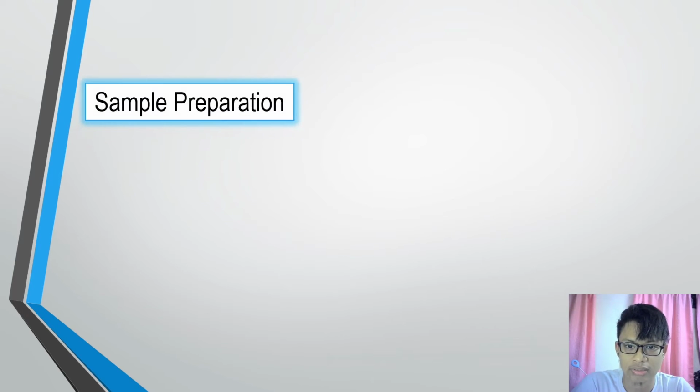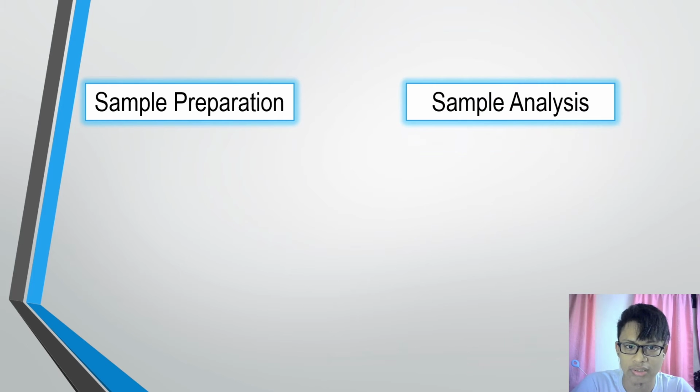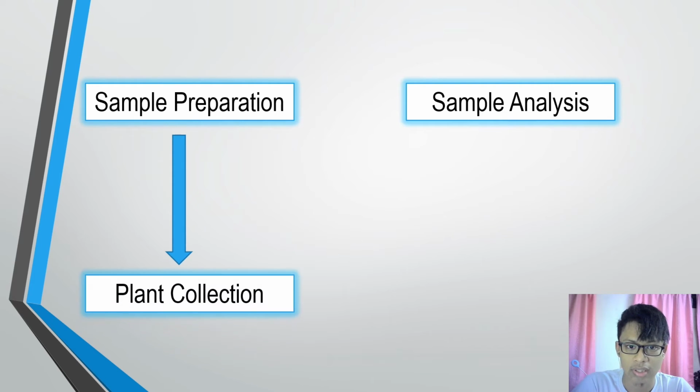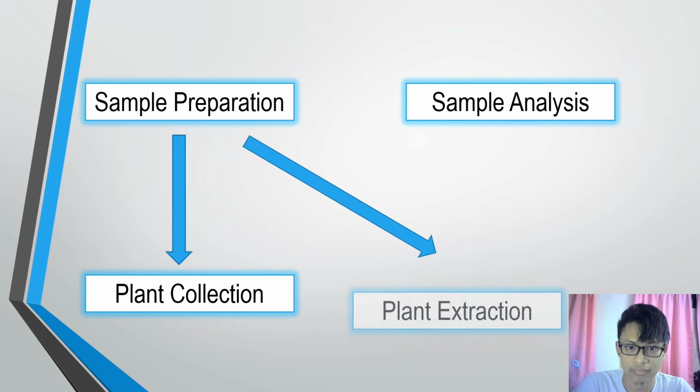Now, I will explain the methodology of this experiment. For methodology, we have two parts. First is the sample preparation, and second is the sample analysis. Sample preparation also has two parts. First is plant collection and then plant extraction.